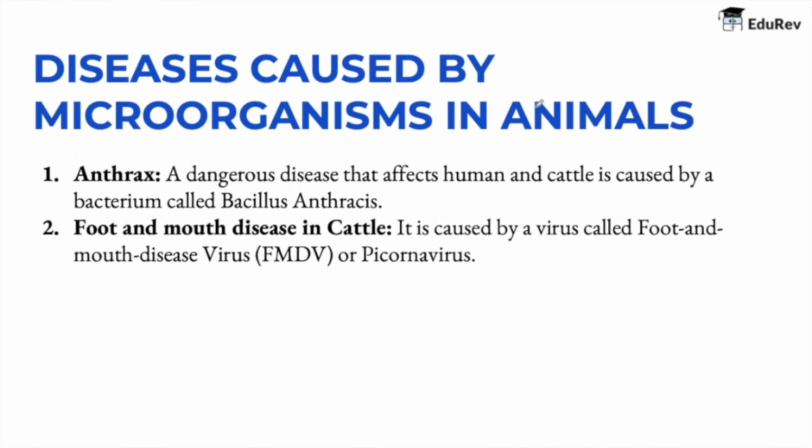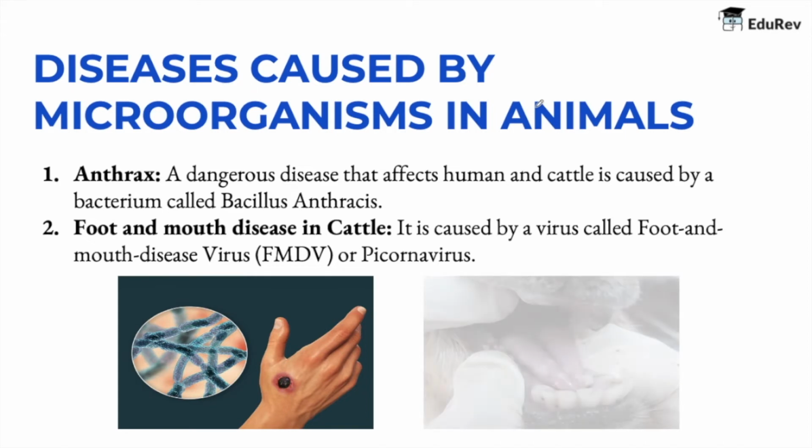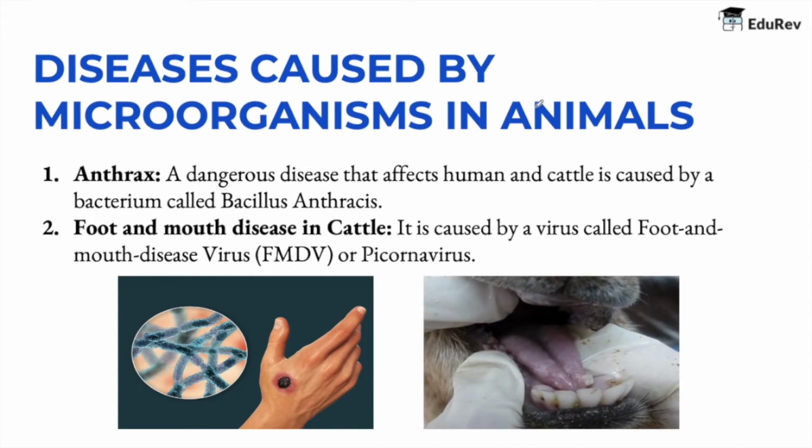Now let's see some of the diseases that are caused by microorganisms in animals. So number one, we have anthrax. It's a dangerous disease that affects humans and cattle and is caused by a bacterium called Bacillus anthracis. Next is foot and mouth disease in cattle. It's caused by a virus called foot and mouth disease virus, FMDV or picornavirus.